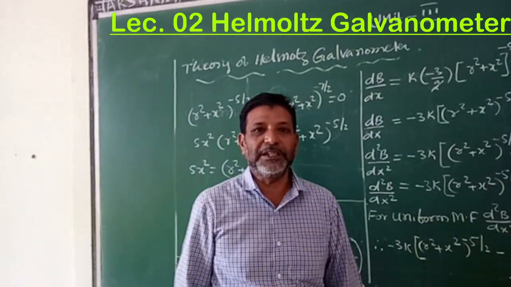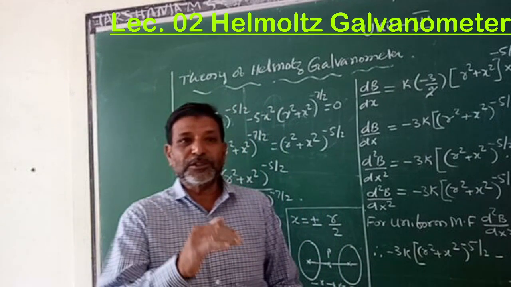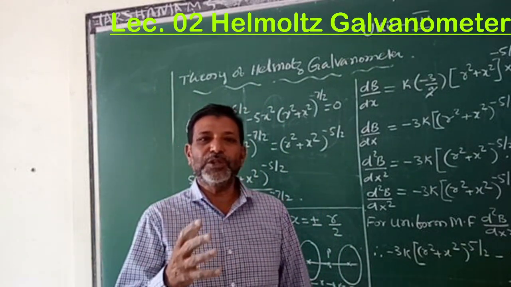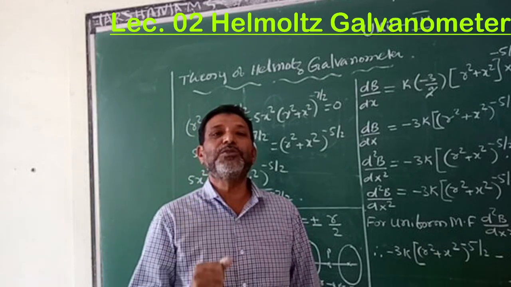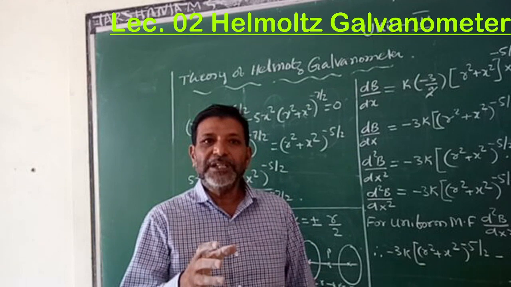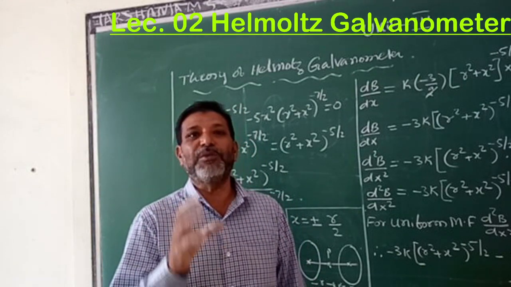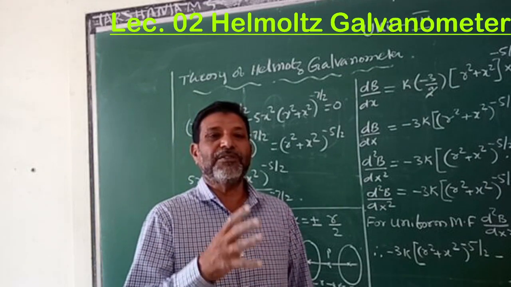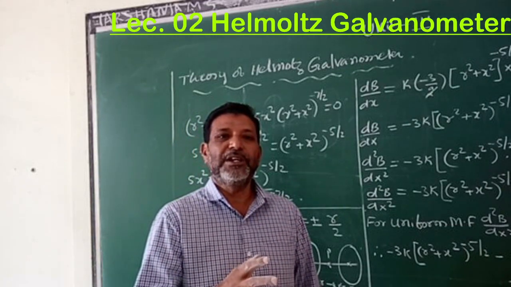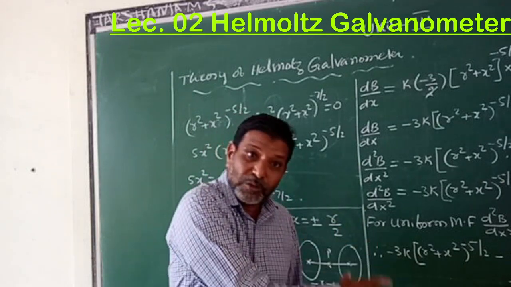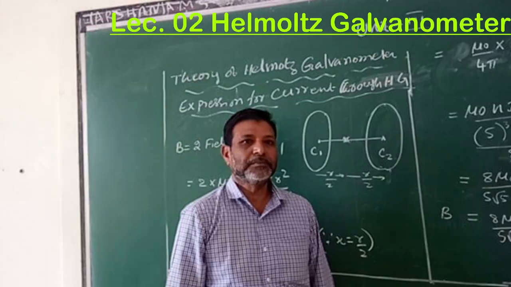Now, next we have one more derivation. As you know, the Helmholtz galvanometer is used for the measurement of current, so for the calculation of the current we need a formula. Let us see what the formula of the current through the Helmholtz galvanometer is, which we are going to derive.